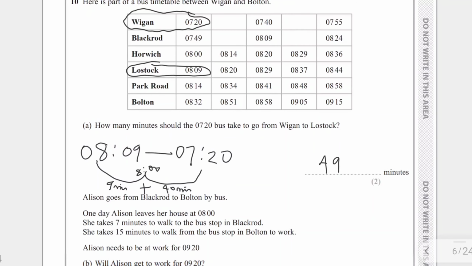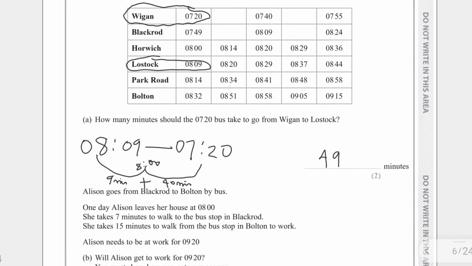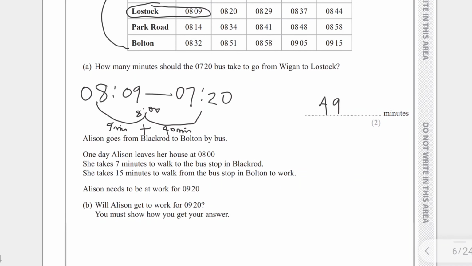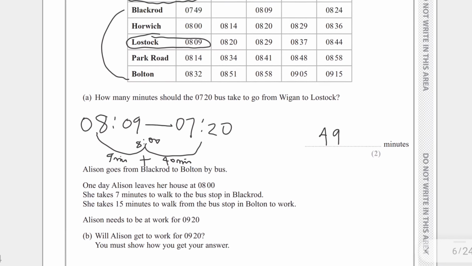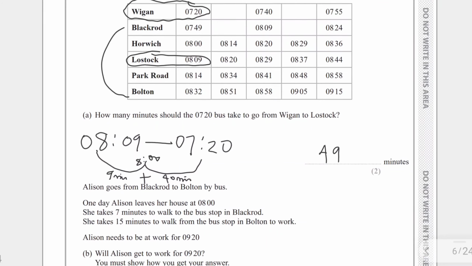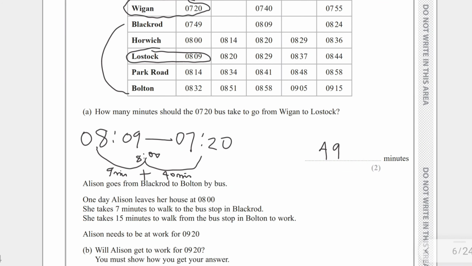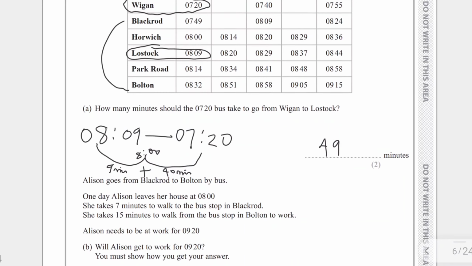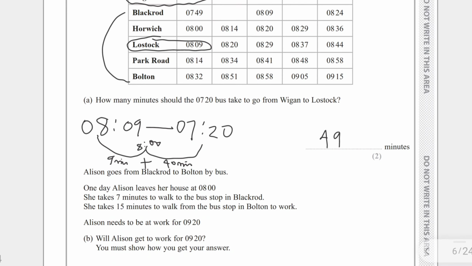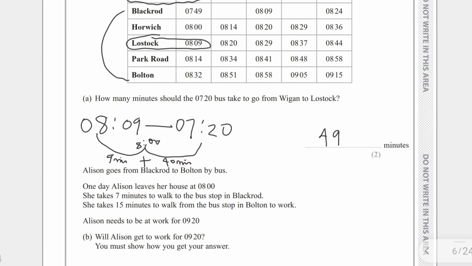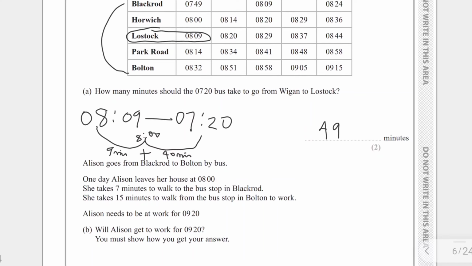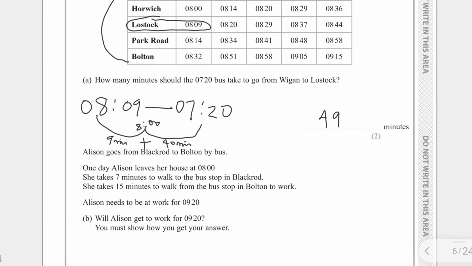Alison goes from Black Road to Bolton by bus. One day, Alison leaves her house at 8 o'clock. She takes 7 minutes to walk to the bus stop in Black Road. She takes 15 minutes to walk from the bus stop in Bolton to work. Alison needs to be at work for 9:20. So will Alison get to work for 9:20?